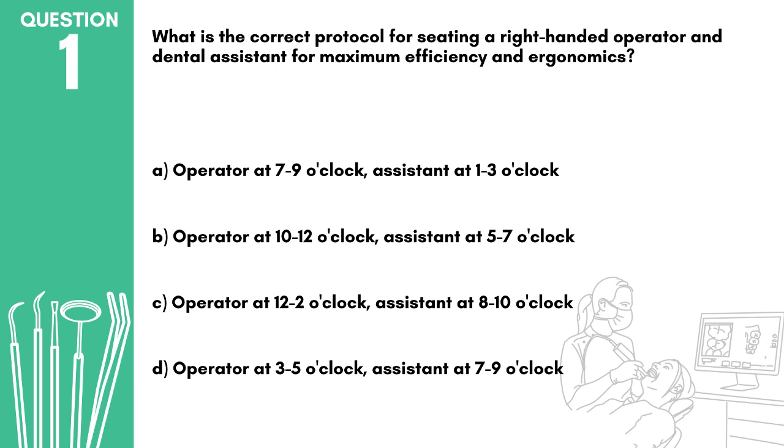Question 1. What is the correct protocol for seating a right-handed operator and dental assistant for maximum efficiency and ergonomics? A. Operator at 7 to 9 o'clock, assistant at 1 to 3 o'clock. B. Operator at 10 to 12 o'clock, assistant at 5 to 7 o'clock. C. Operator at 12 to 2 o'clock, assistant at 8 to 10 o'clock. D. Operator at 3 to 5 o'clock, assistant at 7 to 9 o'clock.